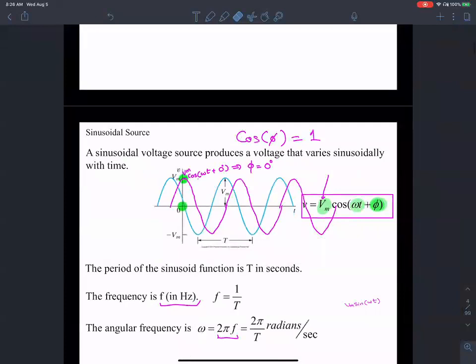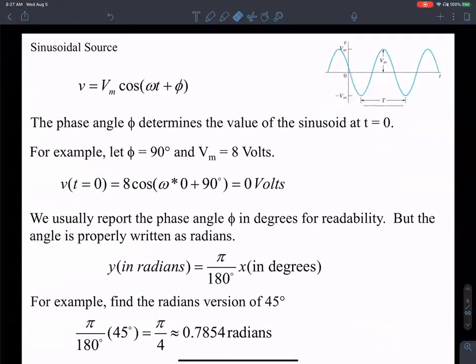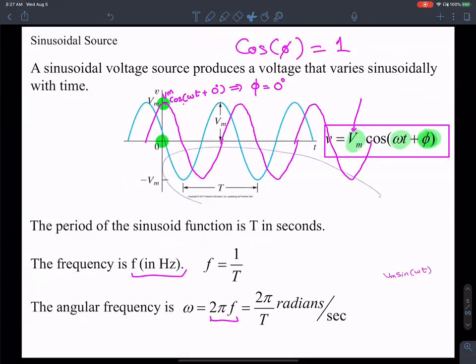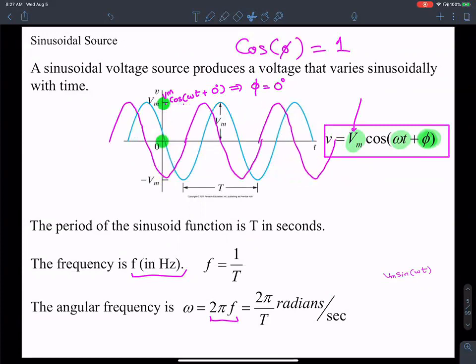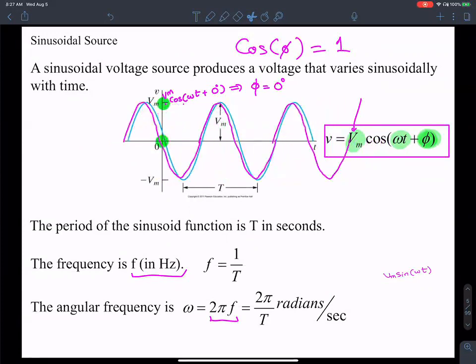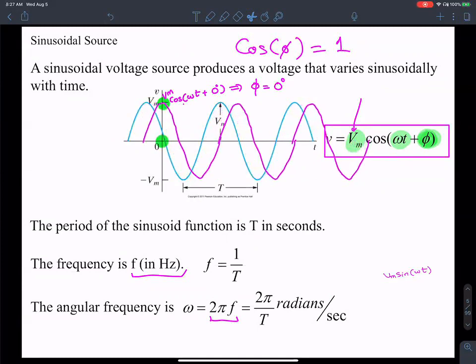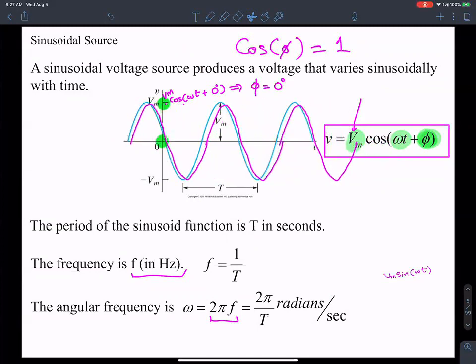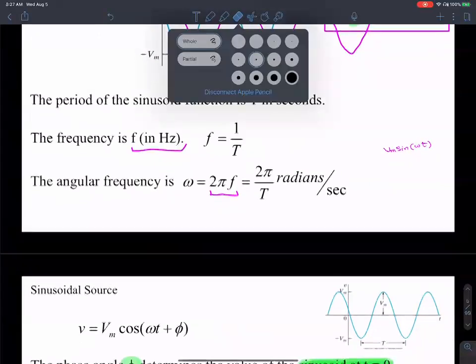Okay, so here is a cosine wave. The phase angle phi determines the value of the sinusoid at t equals 0. Depending on the value of the phase, if the phase is 0 or 100 or 90, this cosine wave shifts left and right. It looks like this for a value of phi equals 0, and this for phi equals 90, and so on. So the phase angle really represents the value of the cosine wave at time t equals 0.